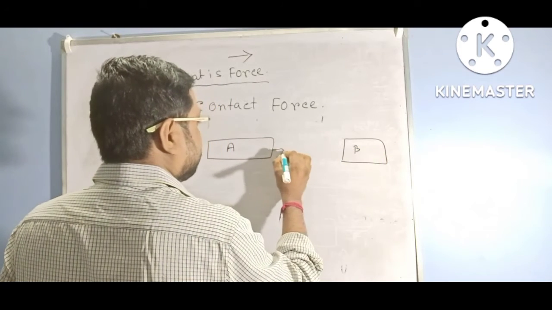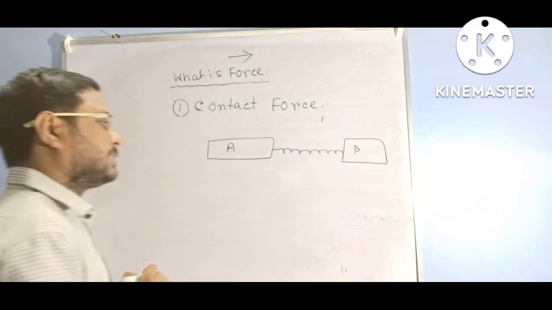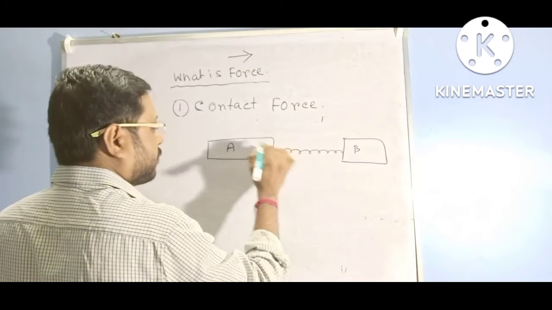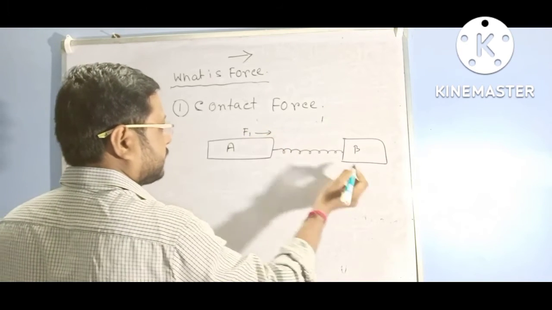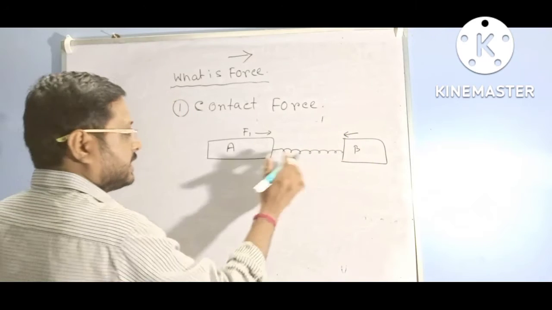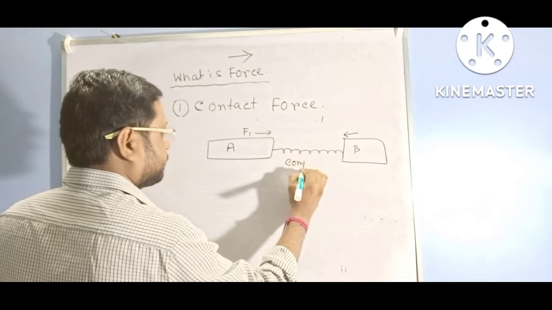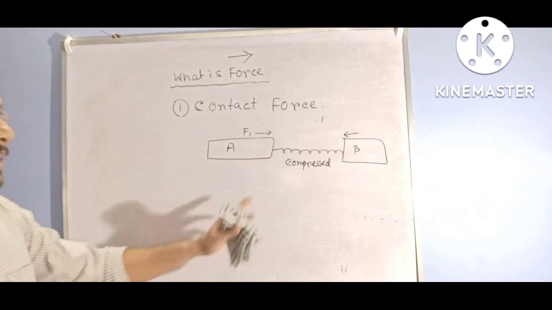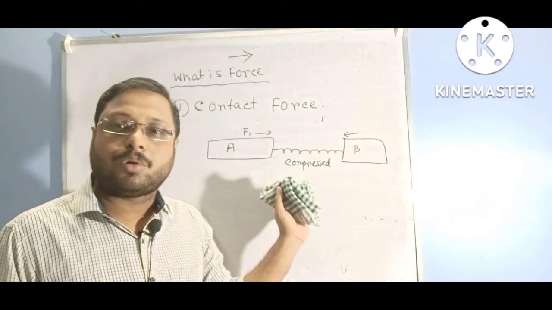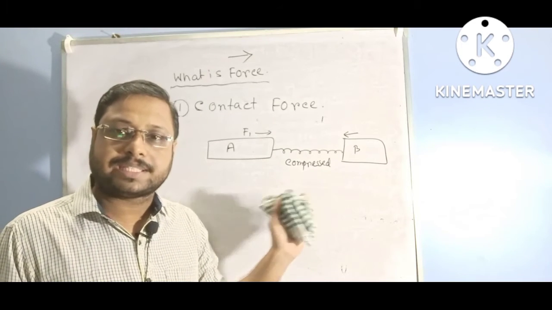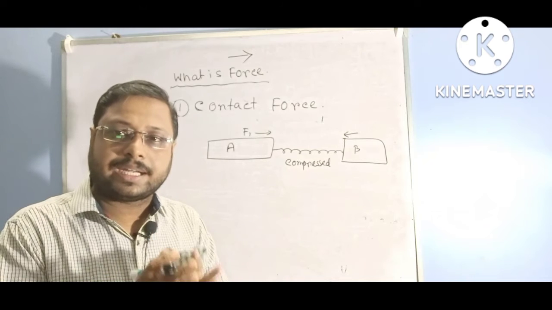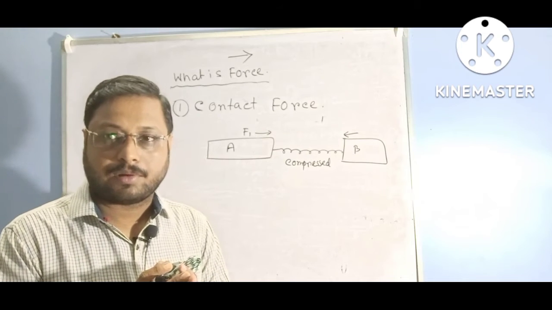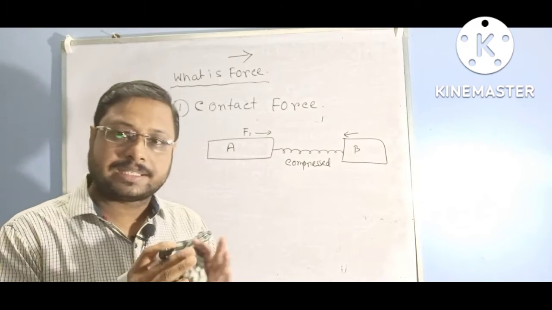If two bodies are attached with this spring and these two bodies apply force on the spring along this direction, the spring wants to compress. But the spring always wants to retain its original size. So it exerts an equal and opposite force, which is called restoring force or reaction force, to regain its size.